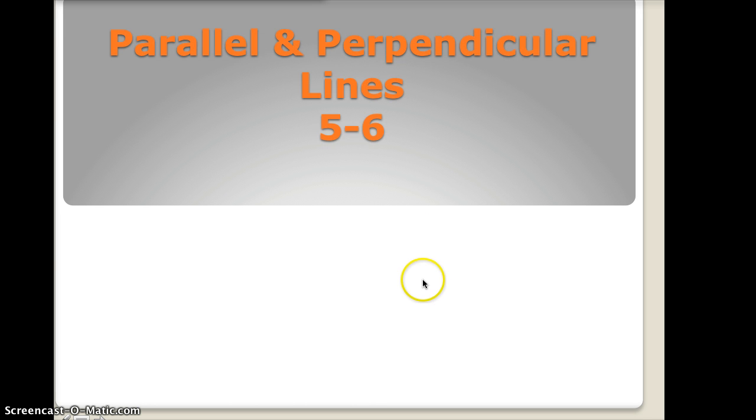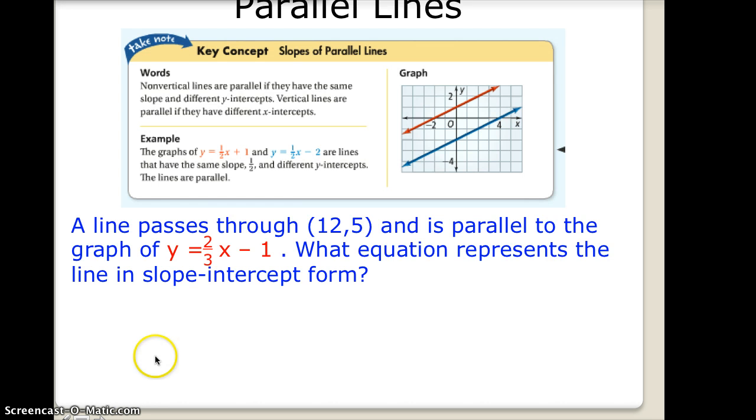Alright, parallel and perpendicular lines, 5-6. This is actually a tricky section of Chapter 5. Not so much the parallel, but more so the perpendicular. Parallel lines are when two lines, in elementary and middle school they tell you they look like railroad tracks, but they're actually two lines that never ever touch.